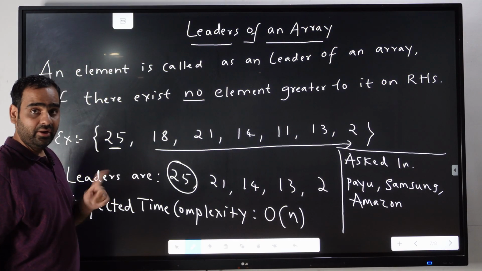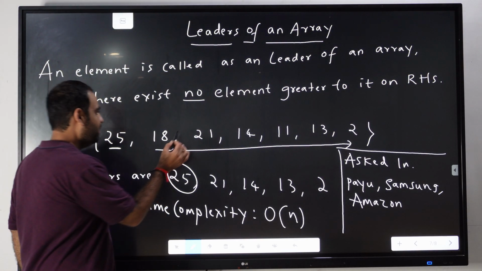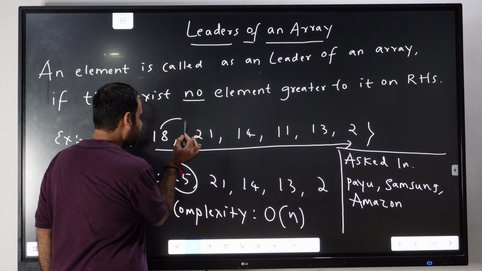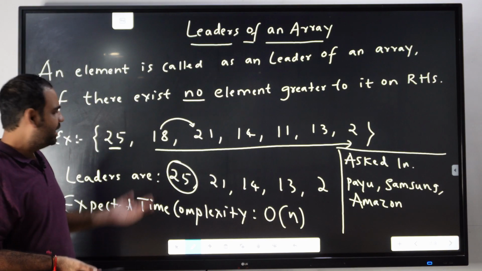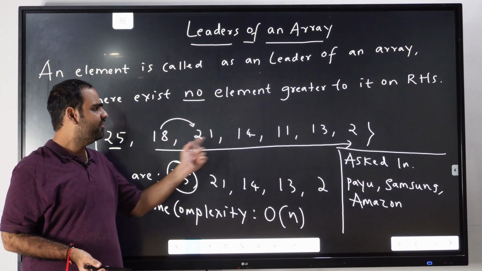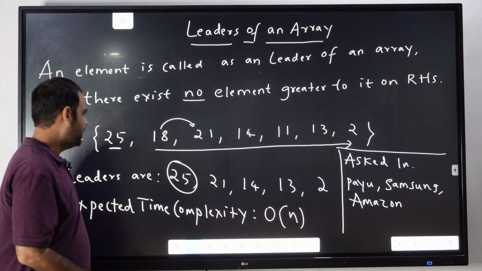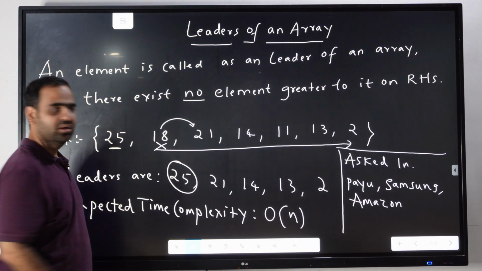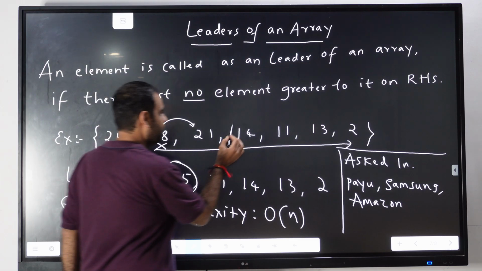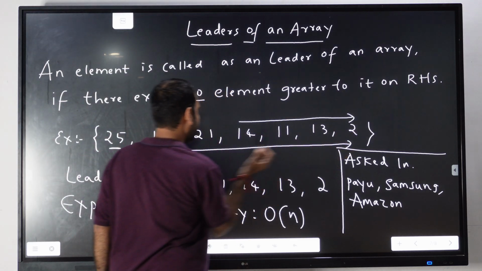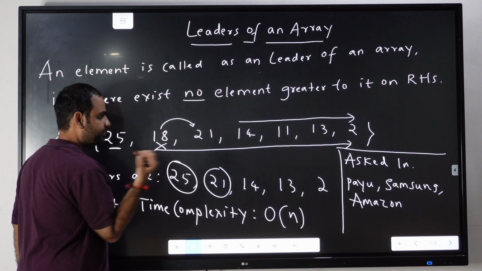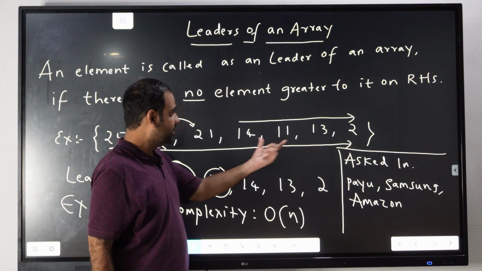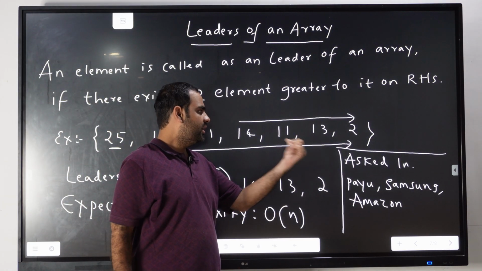Is 18 a leader? No, because there exists an element greater than 18 on the RHS, which happens to be 21. Wherever it appears, it may not be the immediate neighbor, 21 might be anywhere else. Therefore, 18 is not a leader. Similarly, 21 is a leader because there exists no element greater than it on the RHS of 21. Similarly, 14 is a leader because 14 is greater than 11, 13 and 2.